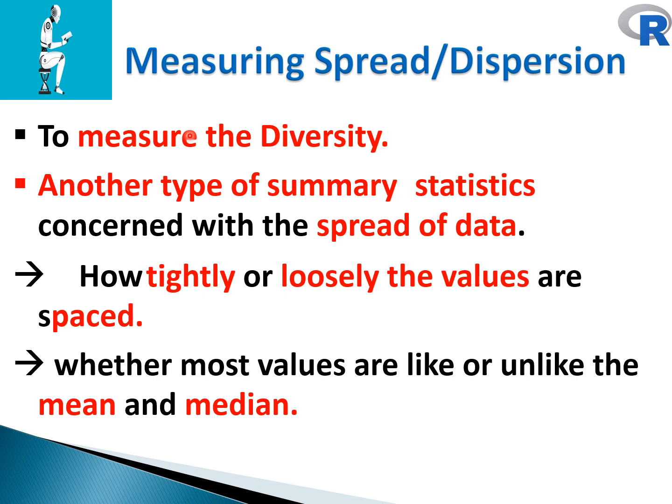Another important measure related to statistics is dispersion, or measuring spread, which is used to measure the diversity of the data. It is another type of summary statistics concerned with the spread of data, and the aim of these dispersion measures is to identify how tightly or loosely the values are spaced, whether most values are like or unlike the mean and median. So this type of measure is used to find out the spread of the data, how much the data variance is there.